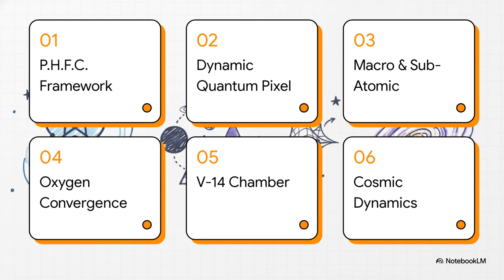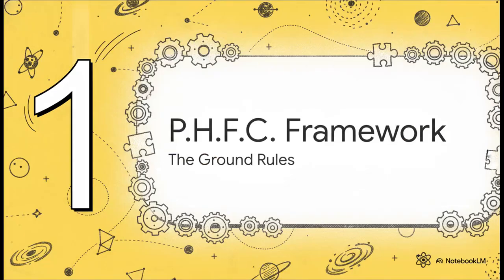So, here is our roadmap for the explainer today. First, we've got the PHFC framework explained. Second, the dynamic quantum pixel. Third, bridging macro and subatomic. Fourth, oxygen core convergence. Fifth, the V14 interaction chamber. And finally, number 6, cosmic dynamics and syntropy. Let's get to it. Starting off with Section 1, the PHFC framework explained.